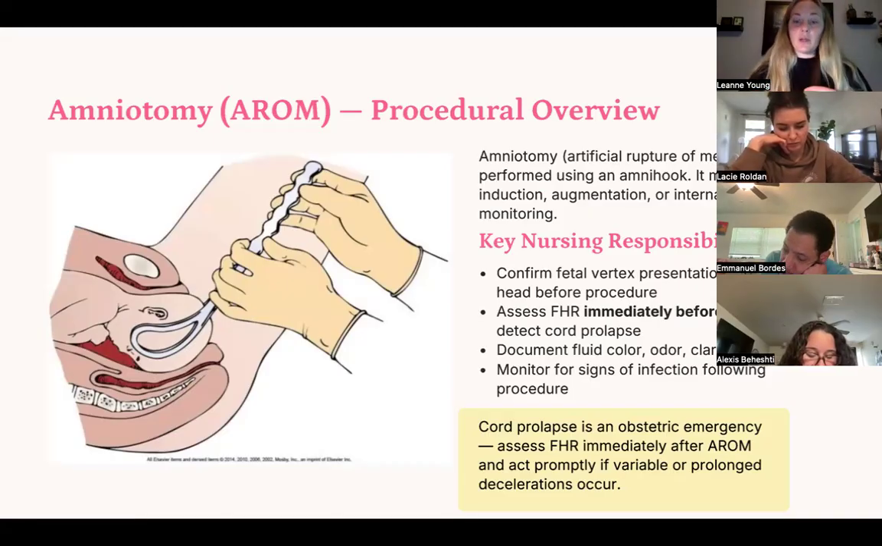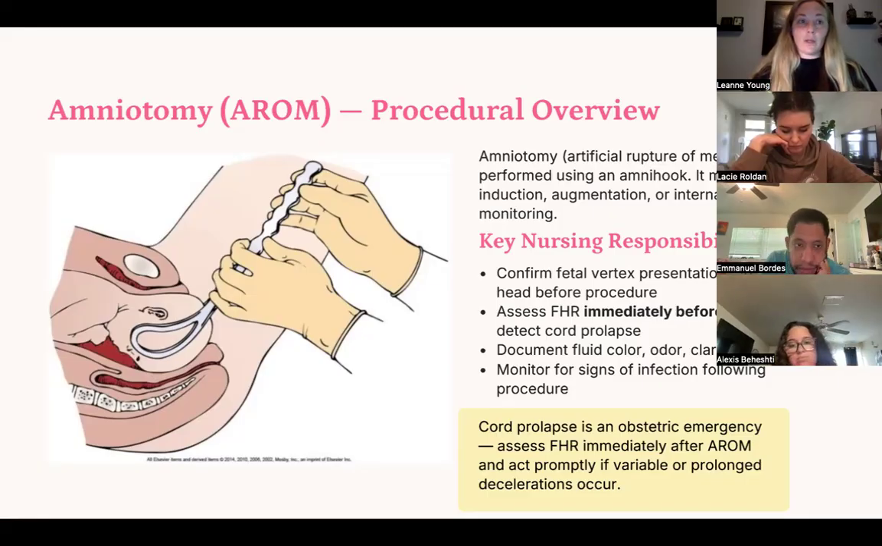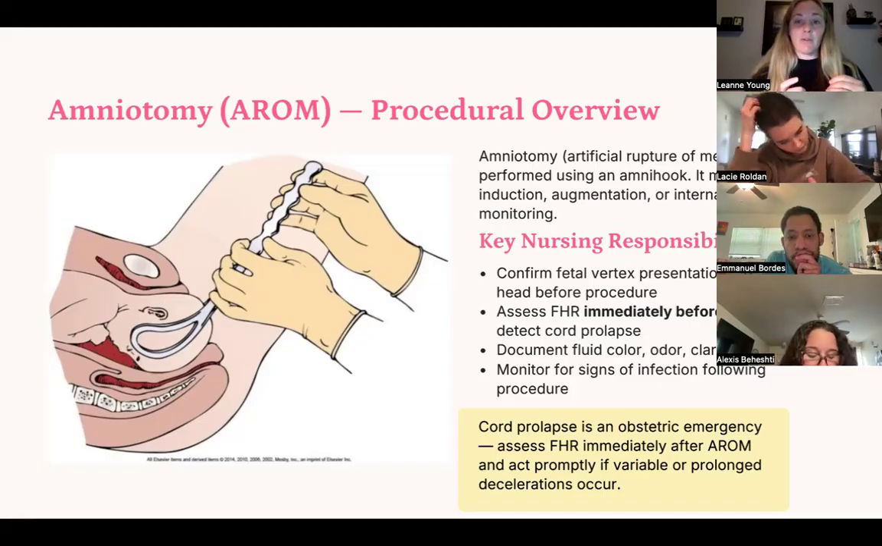Before this happens, we need to confirm that baby is head down and that the head is engaged before the procedure to help reduce the risk of a cord prolapse. We need to assess our fetal heart rate immediately before and after to detect if there has been a cord prolapse. If we have the baby on the monitor and everything looks good 20 minutes before they break water, baby's heart rate looks good, and then all of a sudden we have a prolonged deceleration following amniotomy, we can be safe to assume that we had a cord prolapse and we need to prepare for a cesarean section.